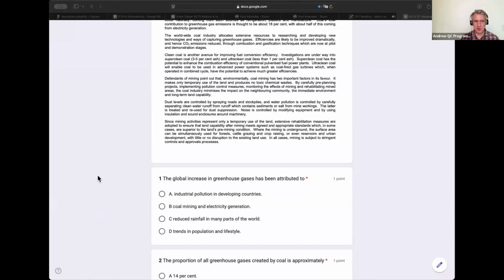So with multiple choice questions, you need to skim and scan for information related to this question stem, like global increase, greenhouse gases has been attributed to. But not the answer choices, as these are often distractors.